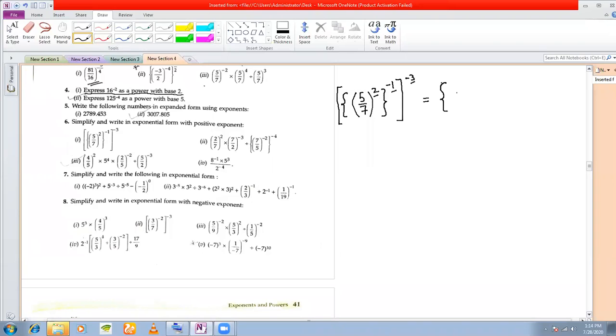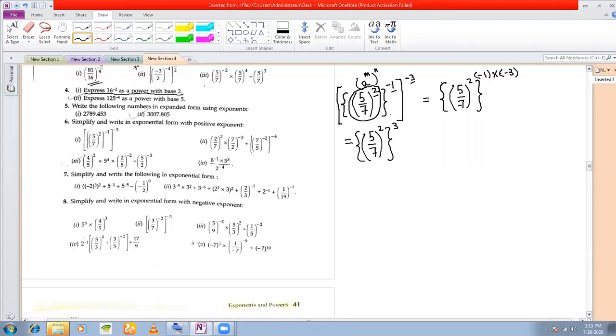First of all, I write 5 by 7 square as it is. This is whole to the power of, now you see this, if I consider this entire as a, then this becomes my a to the power of m whole to the power of n, which is nothing but a to the power of m into n. So minus 1 into minus 3. So what do I get? I get 5 by 7 square raised to the power of minus 1 into minus 3 is 3.